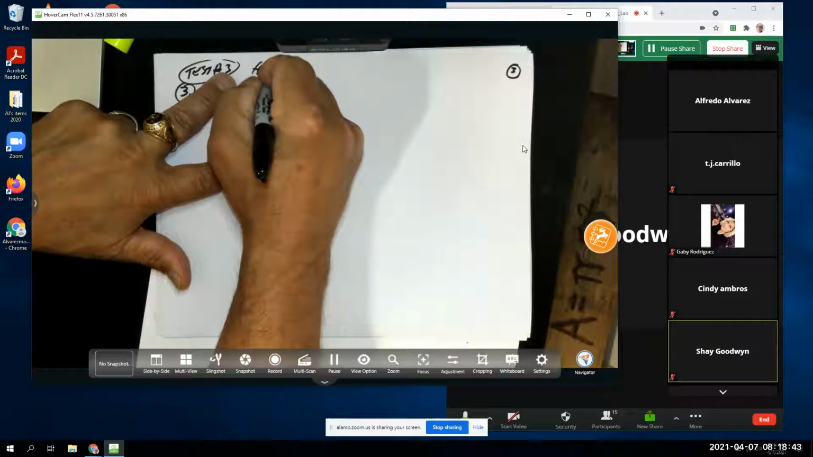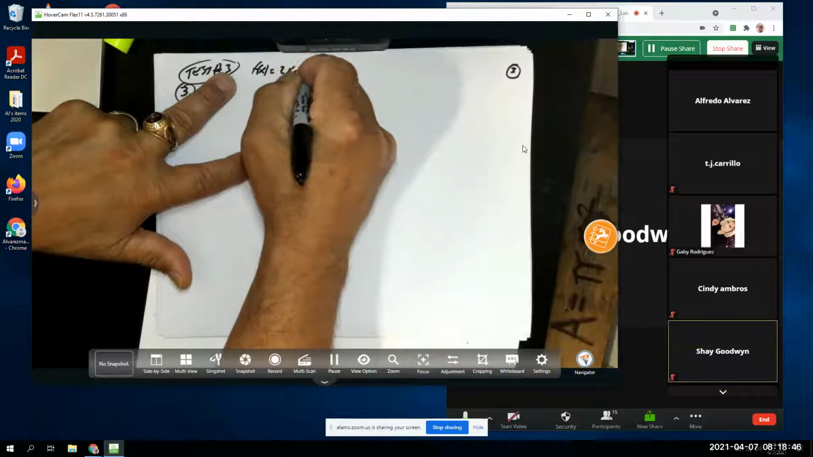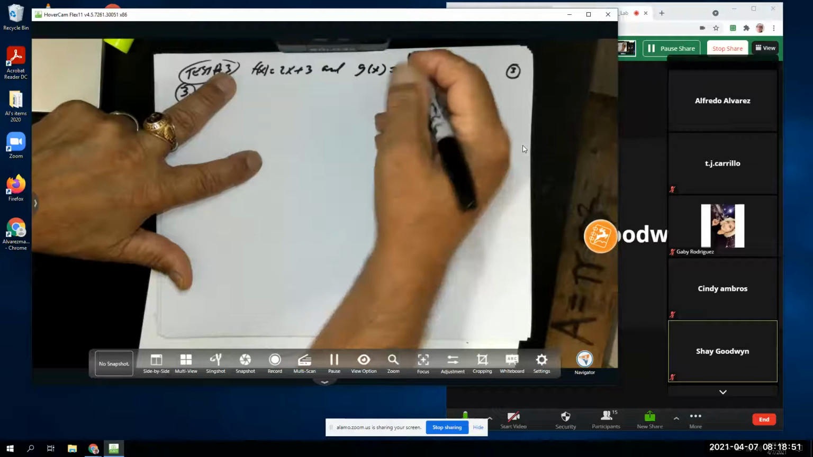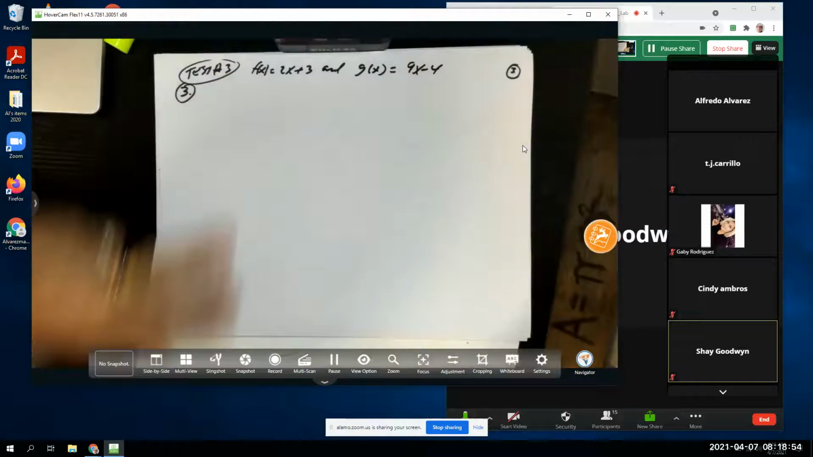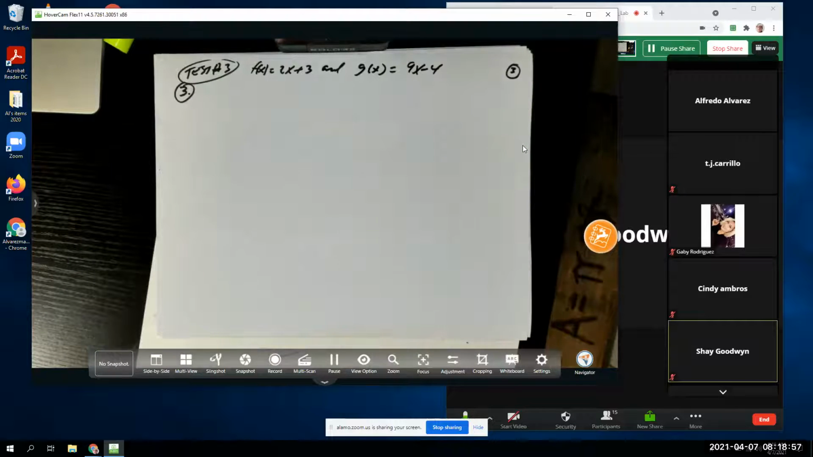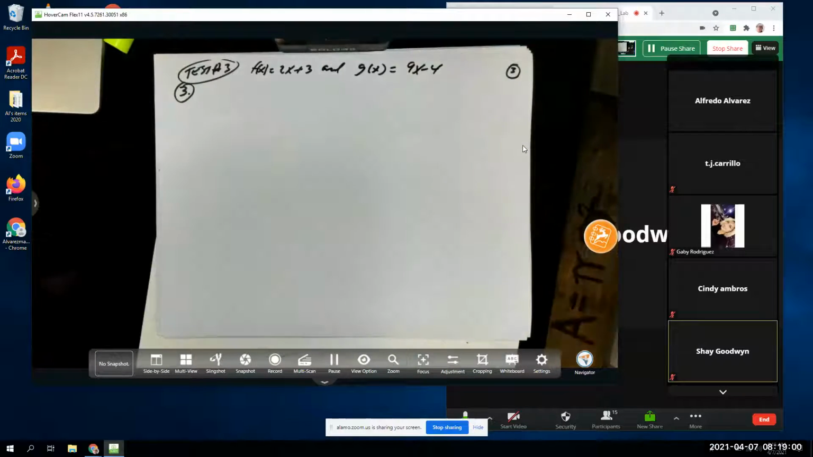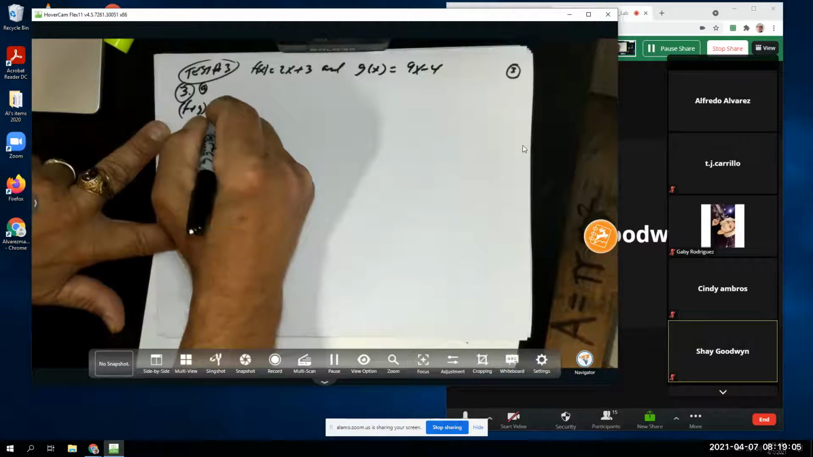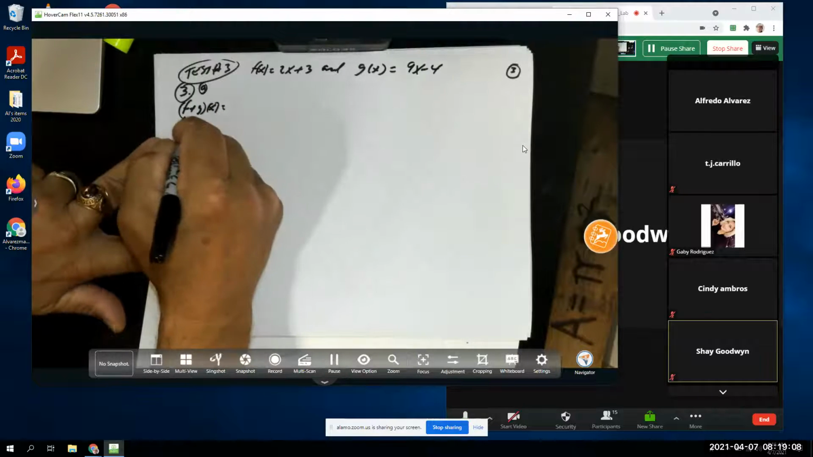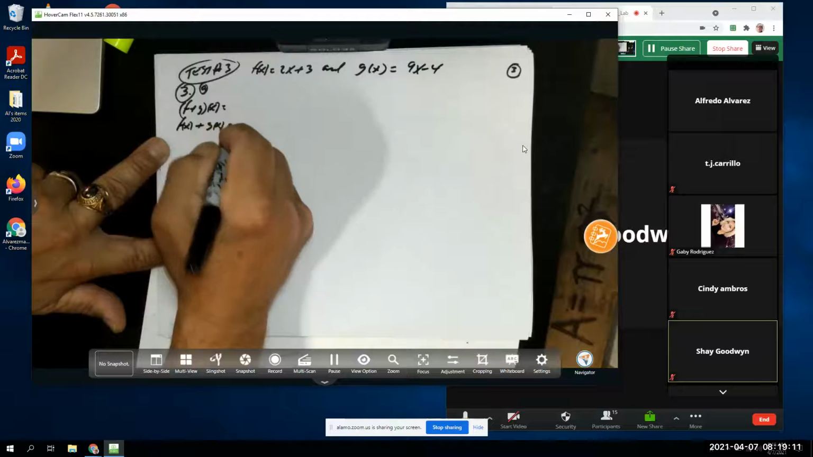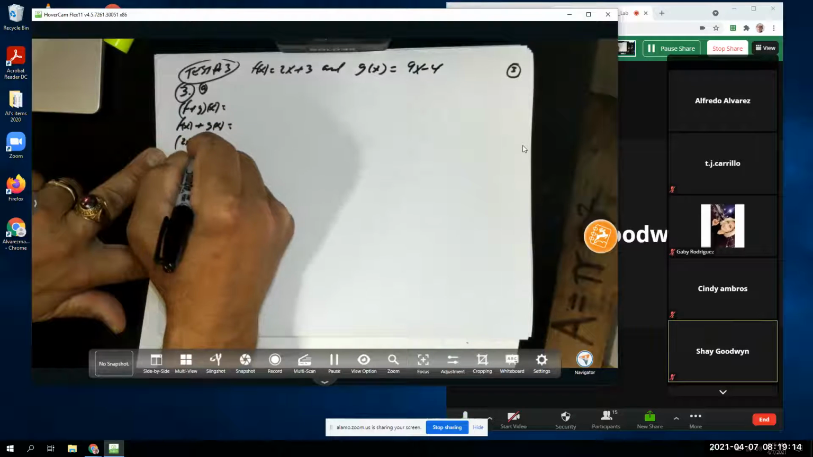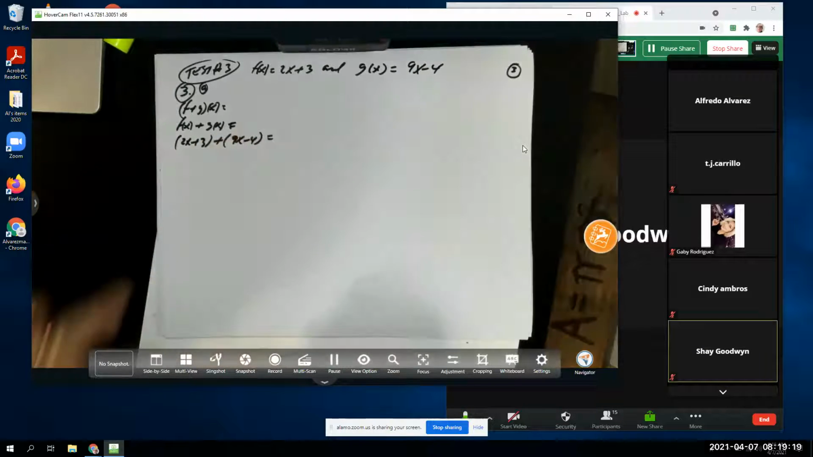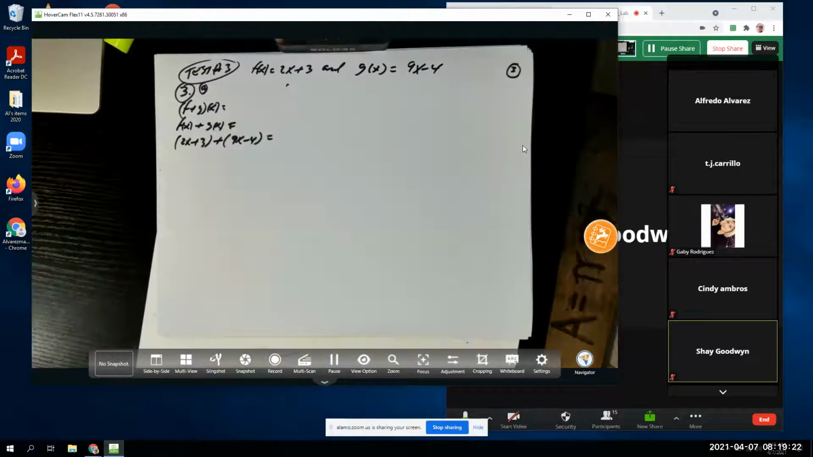So f of x is always going to be 2x plus 3 for this one. And g of x for this problem is going to be 9x minus 4. There it is. All right, so there are the original problems, f of x, g of x. And the first thing it says, A, find f plus g of x, which means f of x plus g of x, which means this one, 2x plus 3, added to 9x minus 4. The first one and the second one, that's f plus g.